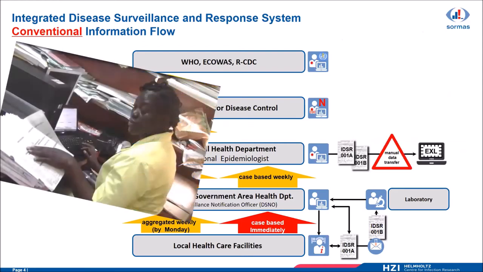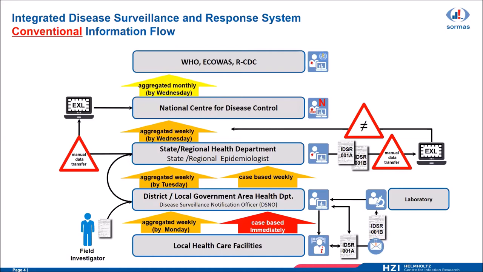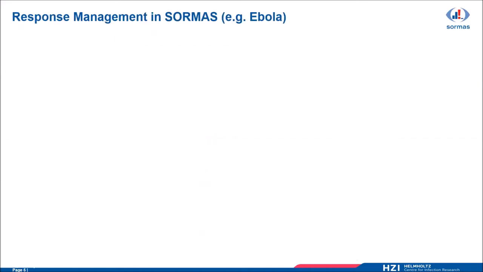And this is an example of a state DSNO or disease notification officer who is entering the paper versions into Excel. And then you have a situation where this Excel is sent, aggregated, so you lose all the immediate data or case-based data, and it's aggregated and sent also to the national level. When a field investigator goes out to the field, they collect this information on paper and it is entered into Excel that is stored at the National Center for Disease Control.